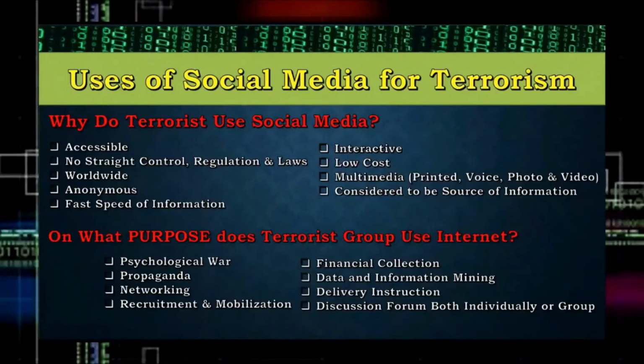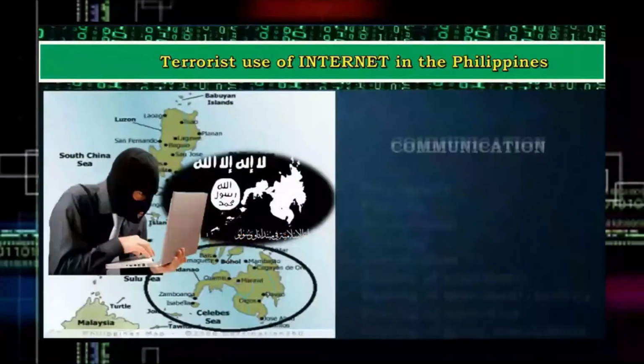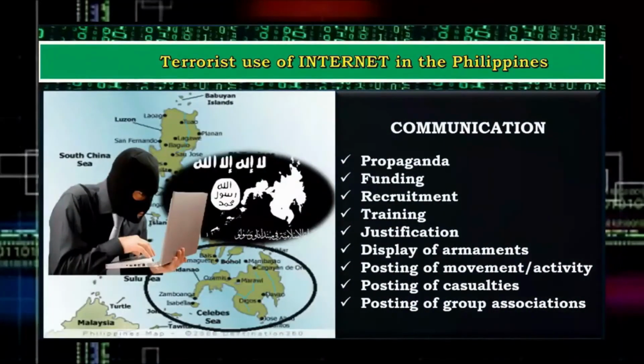Terrorism uses social media for purposes of psychological war, propaganda, networking, recruitment, financial collection, data and information mining, delivery of instruction, and discussion, both individually or as a group. This is the terrorist use of internet intelligence.